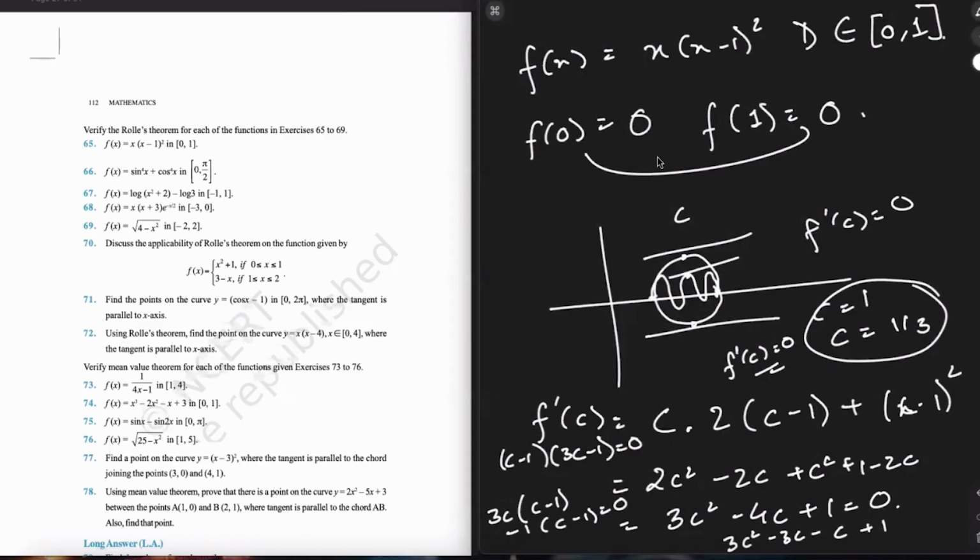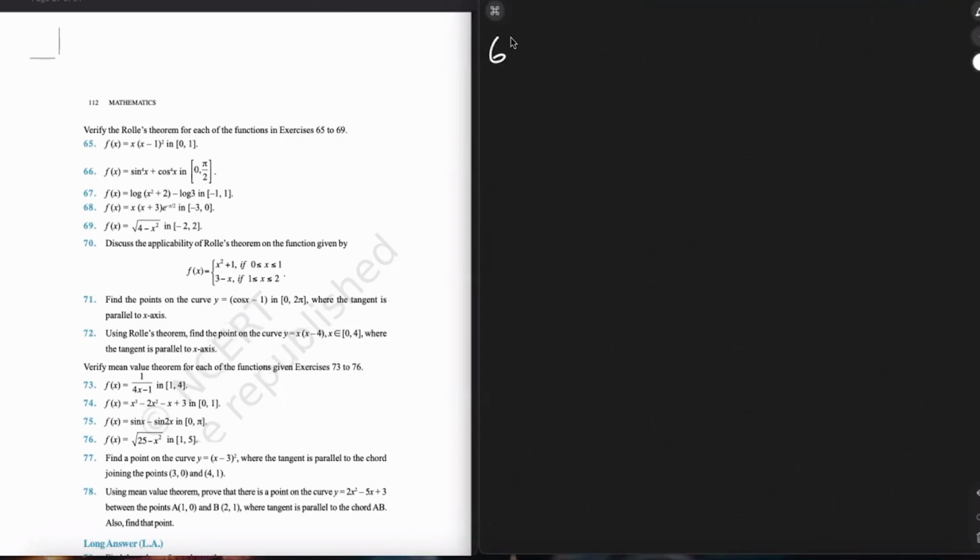Moving forward, I have with ourselves question number 66. f(x) is equal to sine raised to the power of 4 plus cos raised to the power of 4x. And the domain D is from 0 to pi by 2.